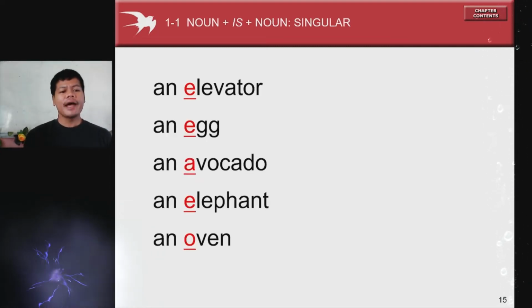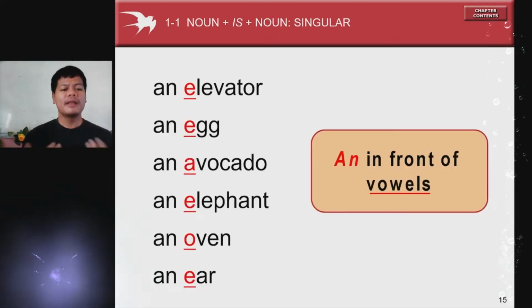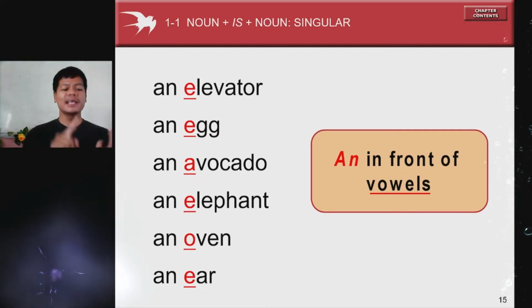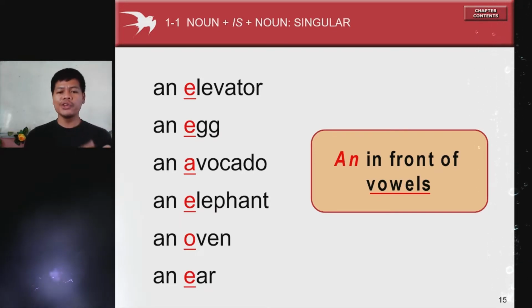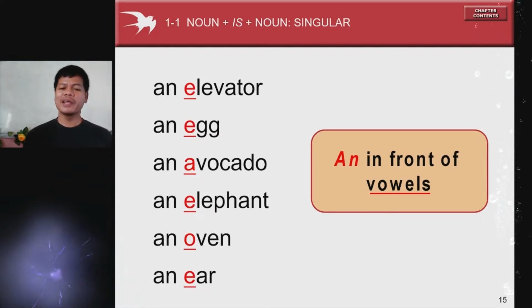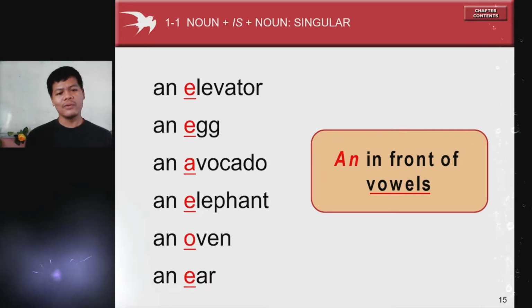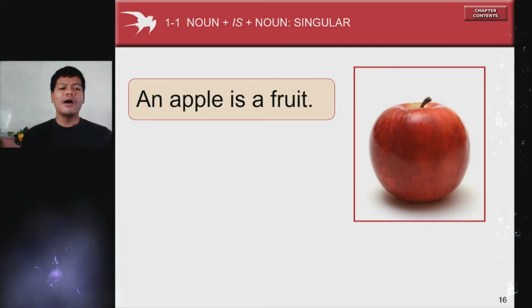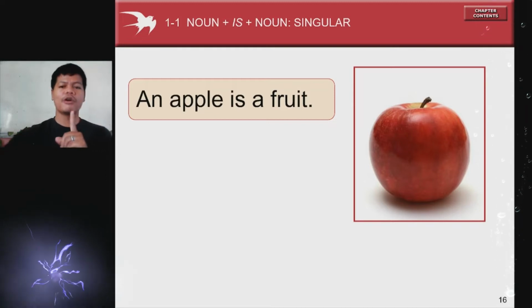An elevator, an egg, an avocado, an elephant, an oven, an ear, and an is used in front of a vowel. Do you know vowel? A, E, I, O, U. These are vowels. Can you get about vowel? Okay. And then, we use an for one apple. An apple is a fruit. An apple is a fruit.